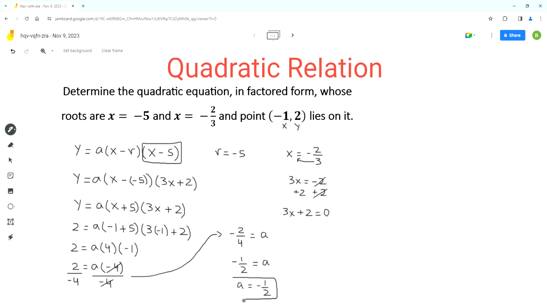So now this is the value of a that we should sub in our equation to get the equation of the quadratic relation in factored form. So our final answer should be y equals -1/2, parentheses x plus 5, and then parentheses 3x plus 2. So this should be the final answer. These are the steps you have to keep in mind to solve a problem like this one.